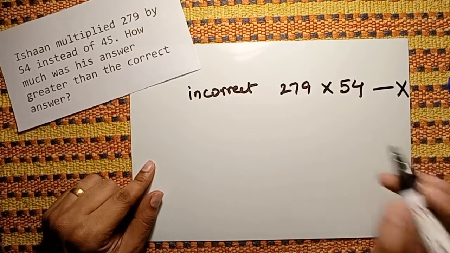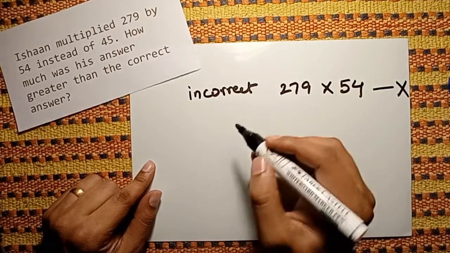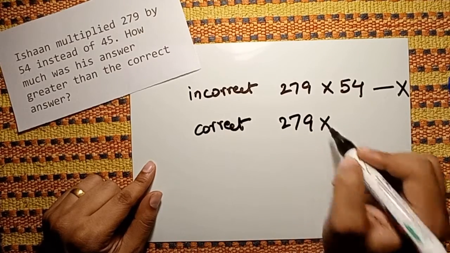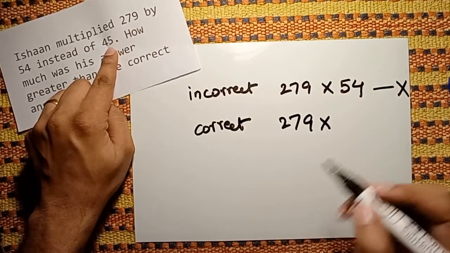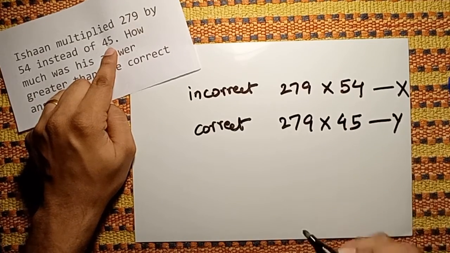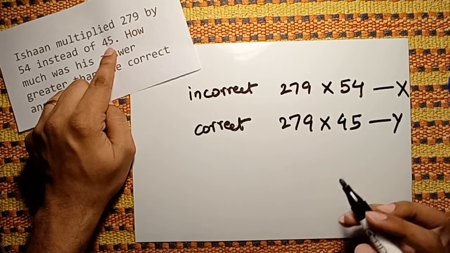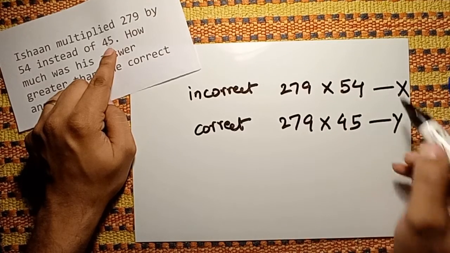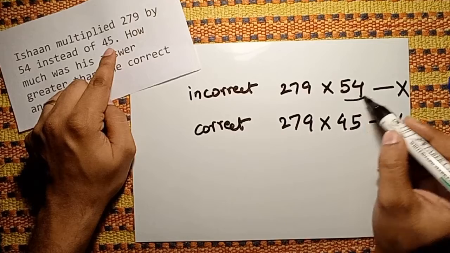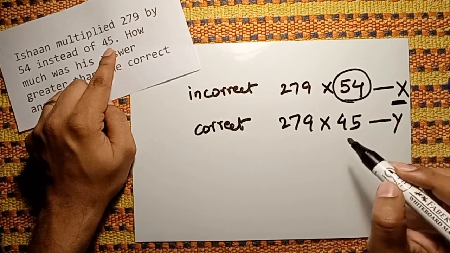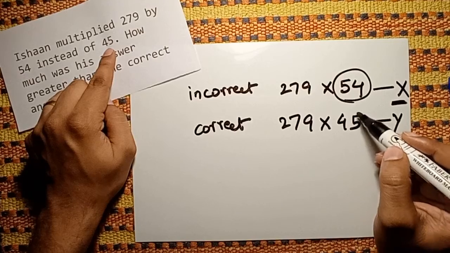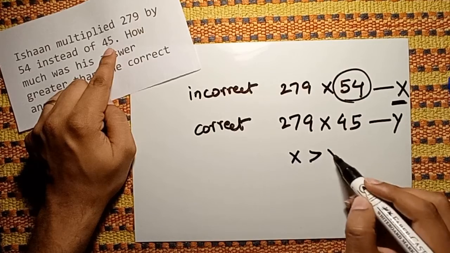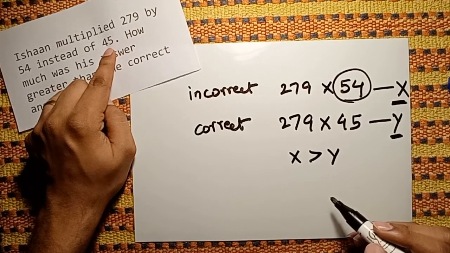Okay, you know multiplication, so I don't need to do it. But what should have been done? What was the correct calculation? 279 multiplied by 45. Let's say this comes out to be y. Now, which of these values would be big? Definitely this one because of 54. Because 54 is bigger than 45. Hence, this multiplication will be greater than this multiplication.